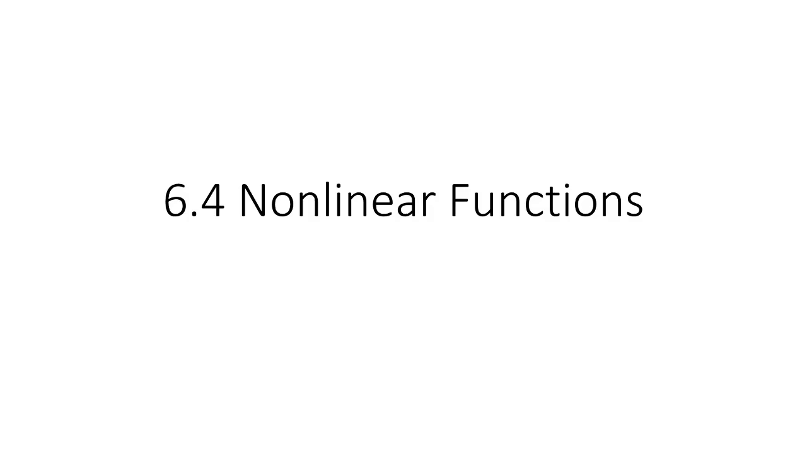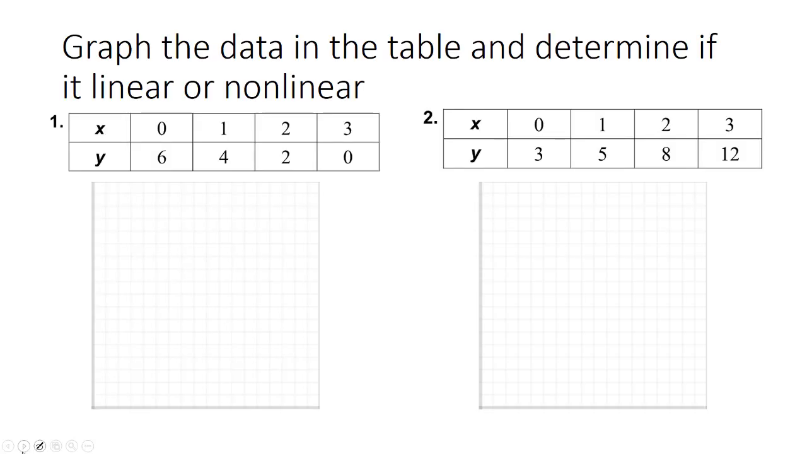So far we've looked at lots and lots of linear relationships, but not all relationships are linear, not all functions are linear. So in this section we're going to take a look at some functions that are not linear and how we can tell the difference between linear functions and nonlinear functions. Now this one says graph the data in the table and determine if it's linear or nonlinear.